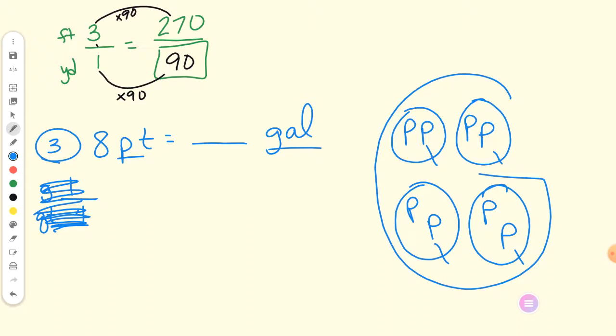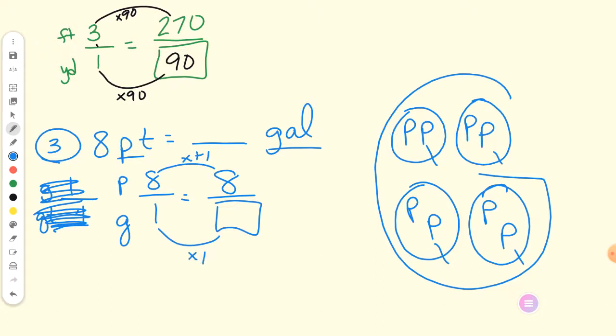Now I'm going to confuse you even more. Our ratio is that there are 8 pints in 1 gallon, and I'm trying to get to 8 pints. So I need to know how many gallons that is. Times 1. It's just 1. You don't have to set this up because that'd be times 1. 1 gallon.